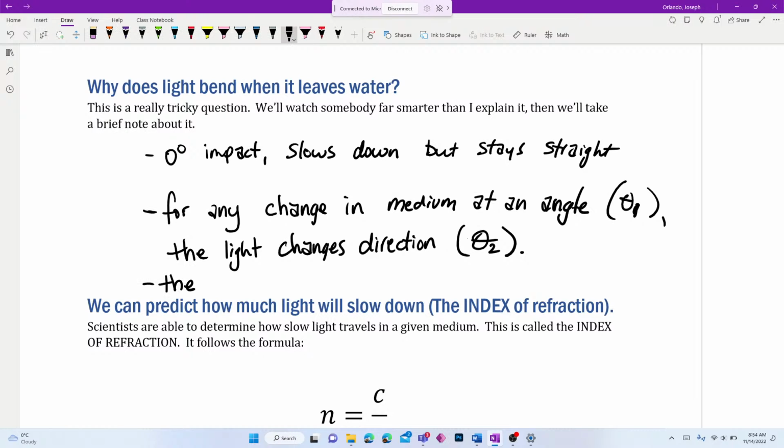The denser the medium, the bigger the effect. When we go from air into glass, we get a big change in direction because glass and air have very different optical densities. Whereas when we go from water to glass, the effect is less so.